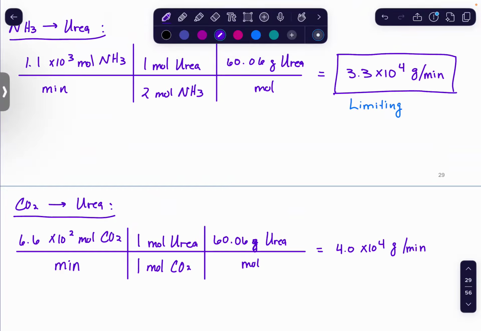Okay, so I hope you noticed right off that this was a limiting reactant problem.